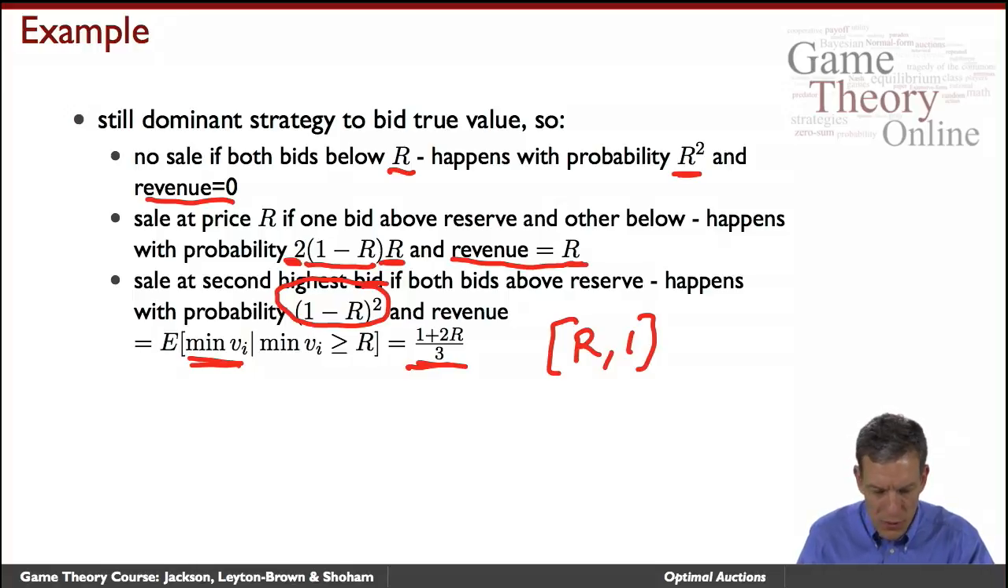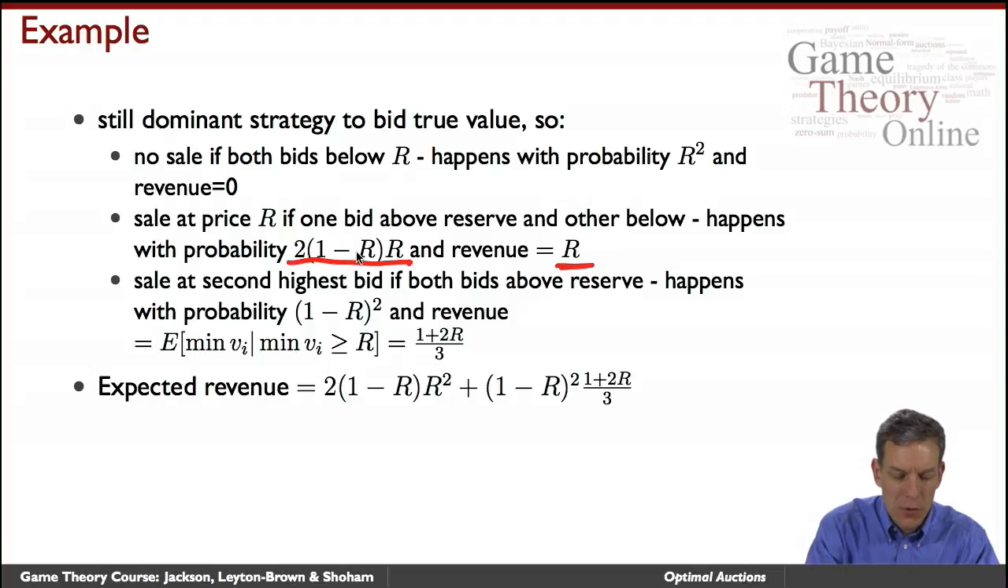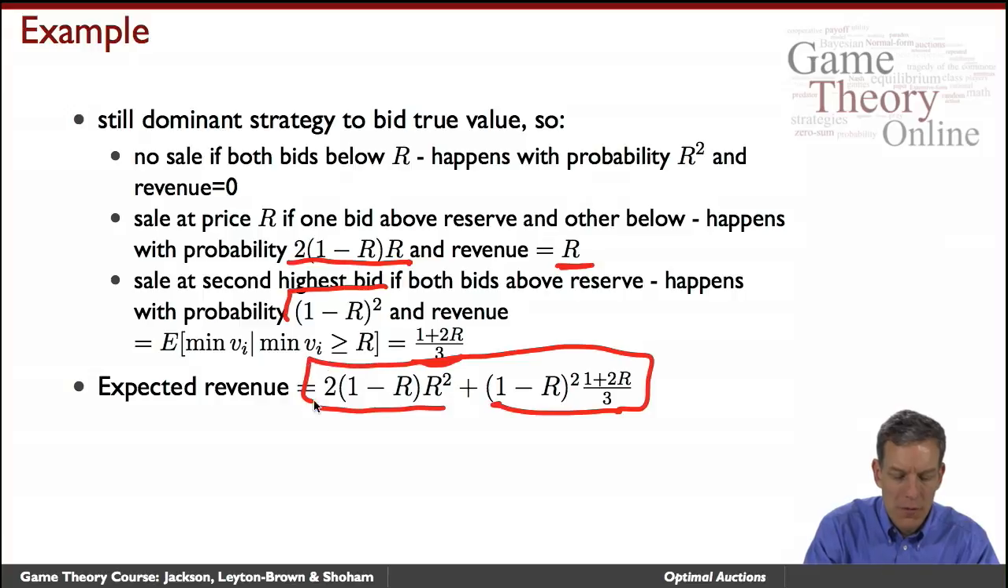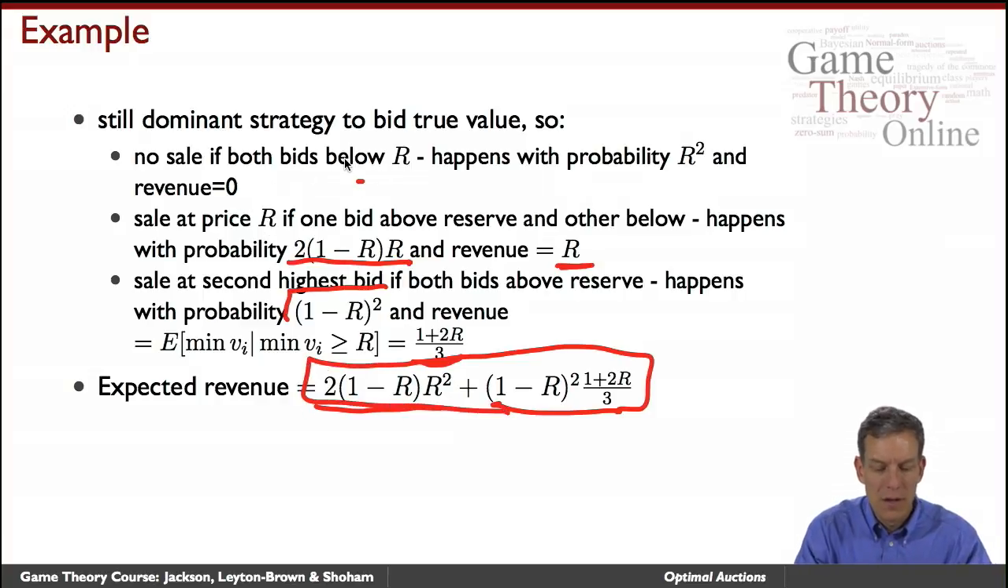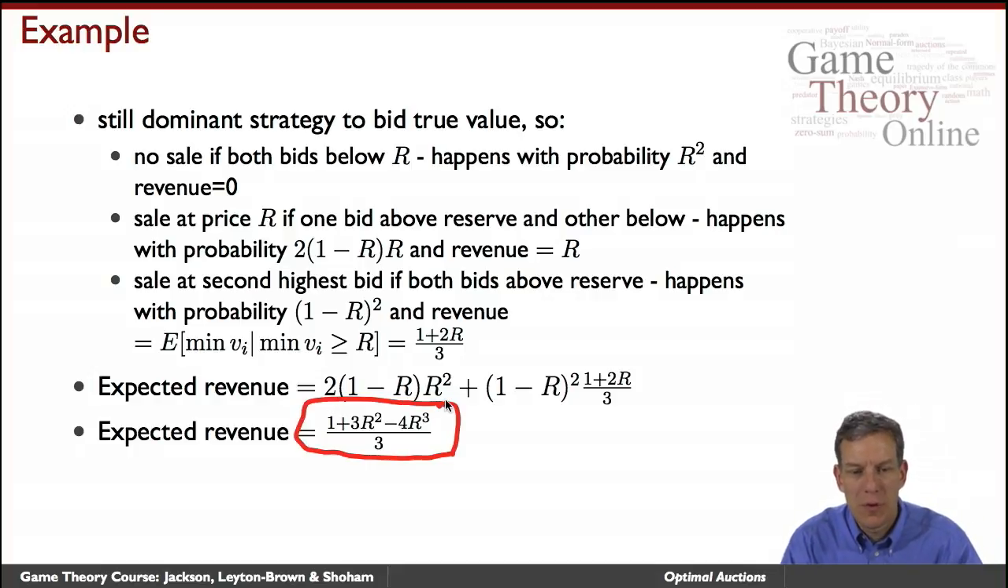Okay, so when we look at these, we do the overall expected revenue. We've got this probability that we're going to get a revenue of R. So multiply those out, we get 2R squared times 1 minus R here. And then we've got the probability that both people are above, and then we have this expected revenue. So we end up with an overall expected revenue of this expression, because if they're both below, we don't get anything. If we collect terms in R, you can simplify this. The expected revenue is given by 1 plus 3R squared minus 4R cubed, over 3. So now we have an expression for revenue. Just maximize that with respect to R.